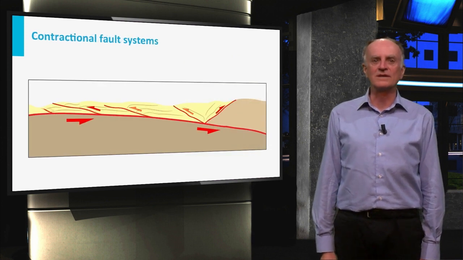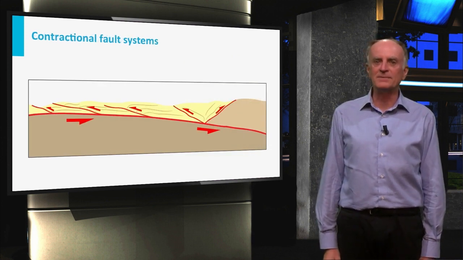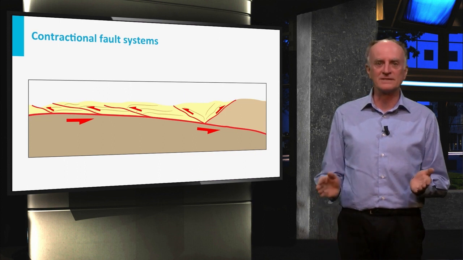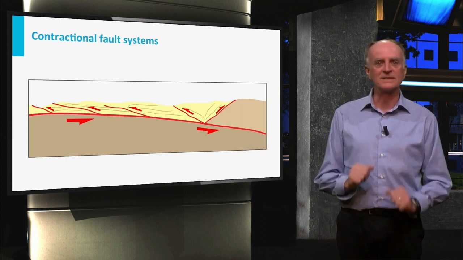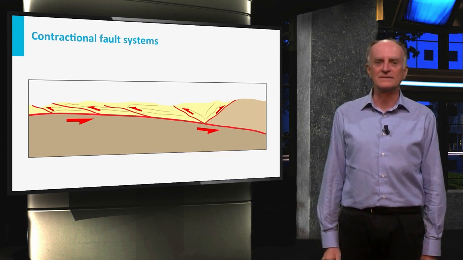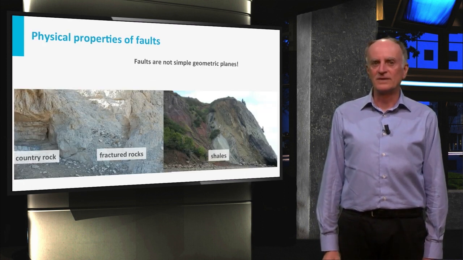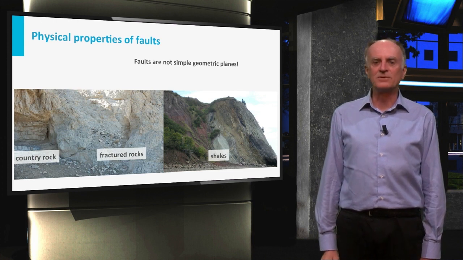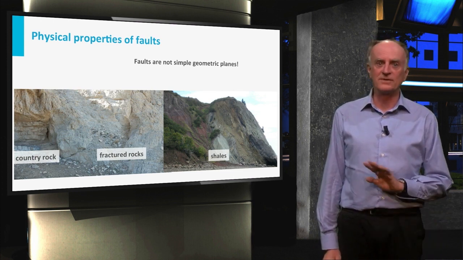Association of shortening faults and the related faults are typical for the external zones of mountain belts, forming fold and thrust belts. We will see more of this when discussing the formation of mountains. Until now, we have looked at faults as if they were simple geometric features. This is obviously not the case.